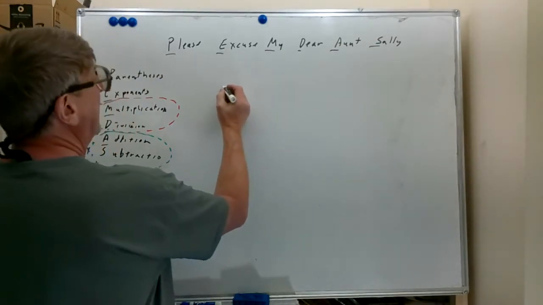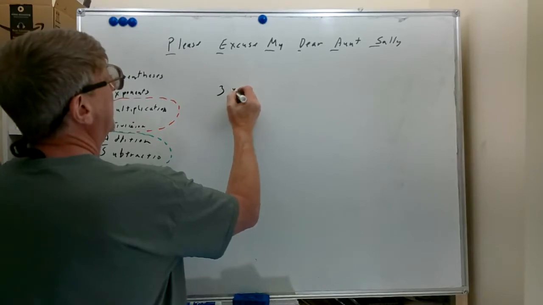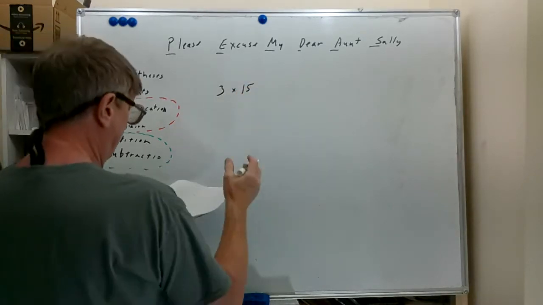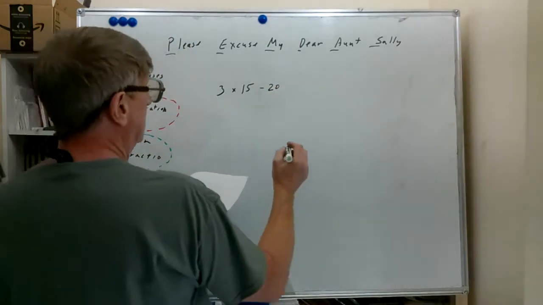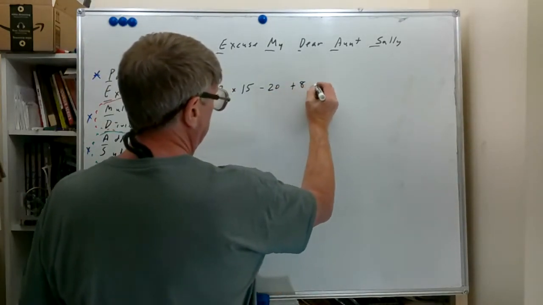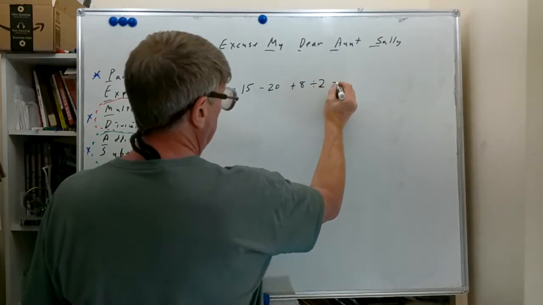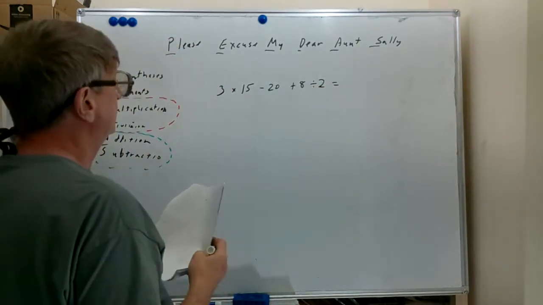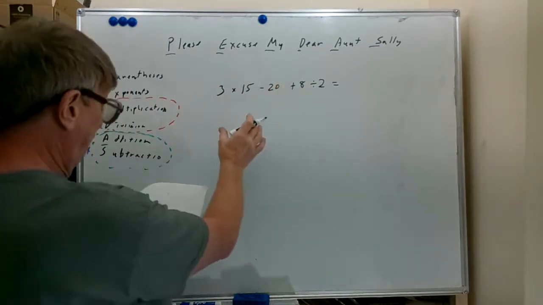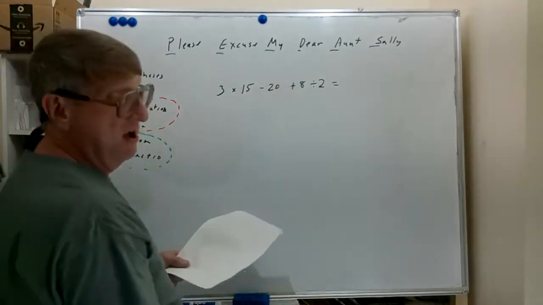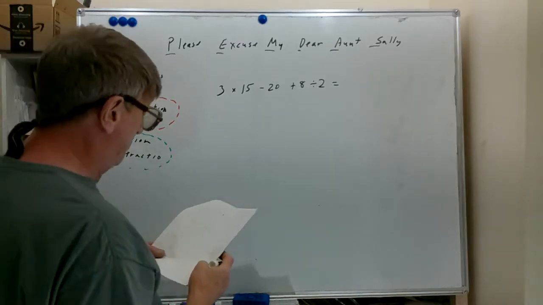I'm going to put a little calculation: 3 times 15 minus 20 plus 8 divided by 2. What does that equal? Well, we want to do anything in parentheses first. Do we have anything in parentheses here? No. There's nothing in parentheses. We don't need to worry about that.